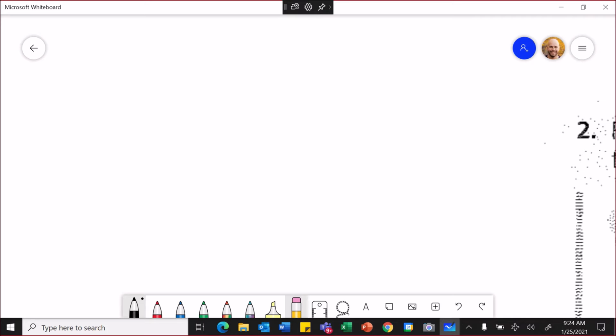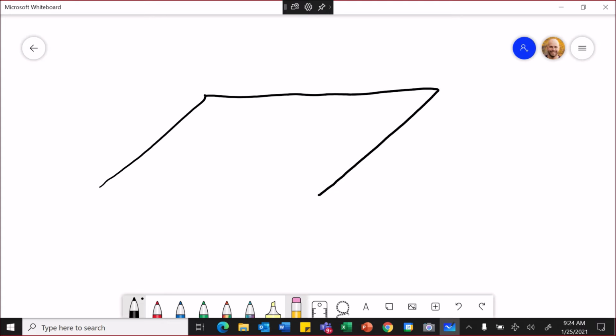Now, let's go back. Let's get rid of that. And now let's think about a parallelogram. A parallelogram is called a parallelogram because there are parallel lines. That single line means that's same, same. And then there's a double line here, same, same.